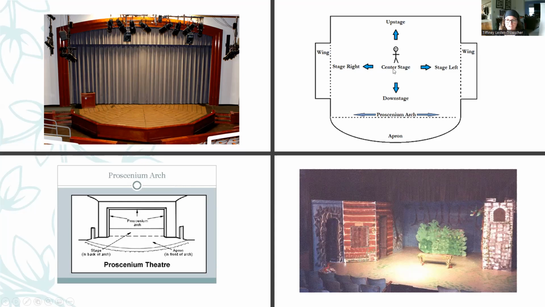And then we have our stage directions here. So upstage is towards the back, downstage is here towards the front. Stage left is over here because it's all from the actor's point of view. So when the actor is on stage looking out at the audience, stage left is here. Their right is over here. That's stage right.